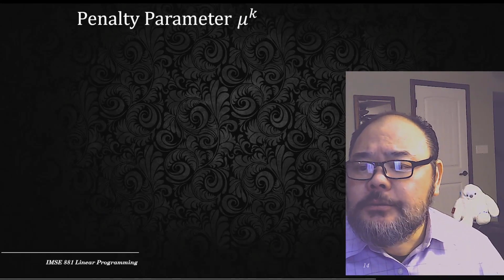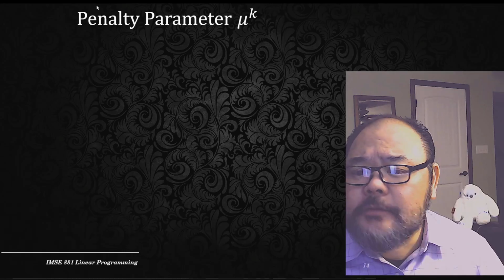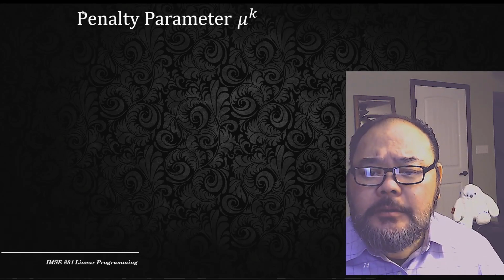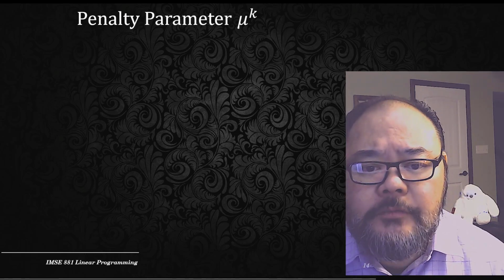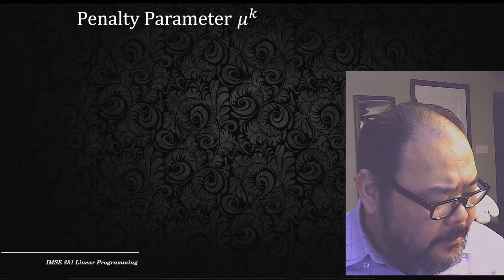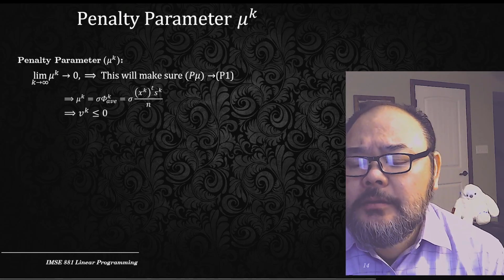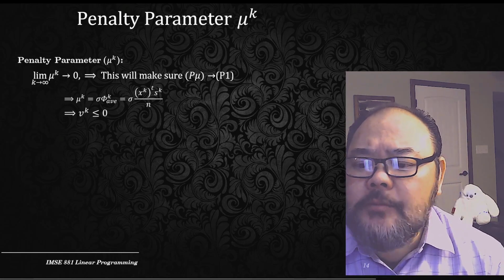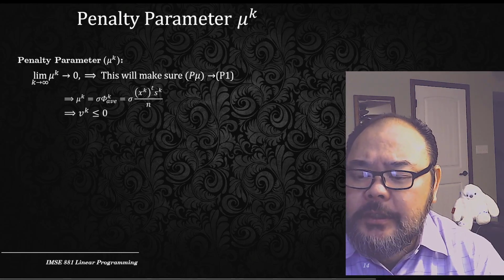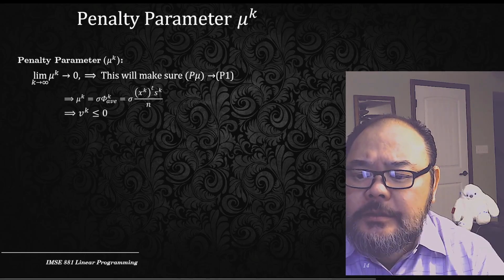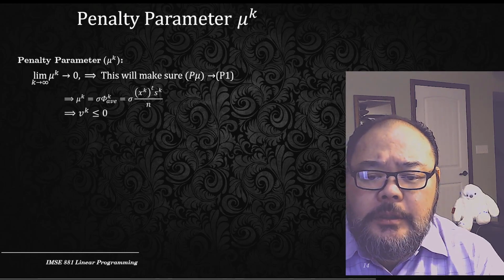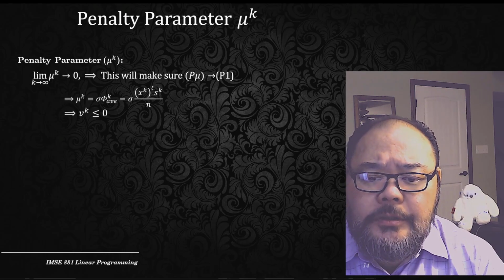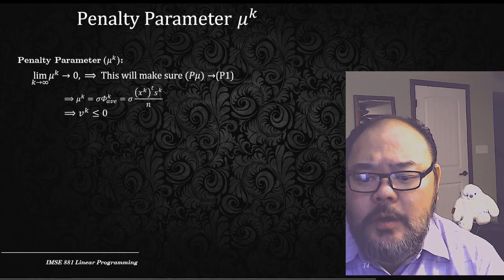Welcome back to lecture 12, and let's continue talking about the penalty parameter or the barrier parameter mu k. How do we update that? The penalty parameter mu k: as k goes on increasing, mu k will be approaching 0. Therefore, we make sure the problem P mu eventually converges to P1.